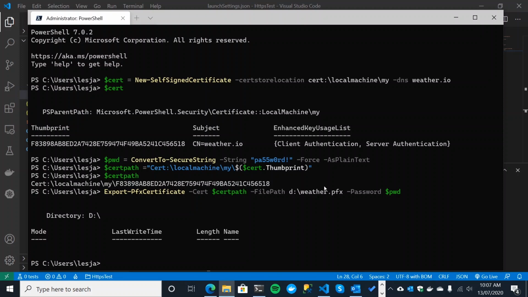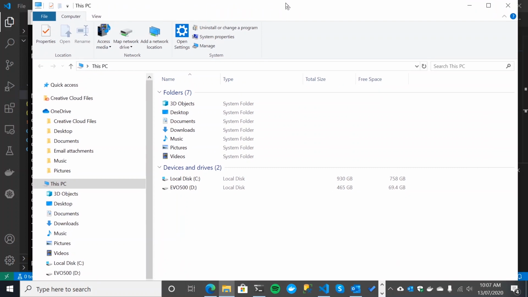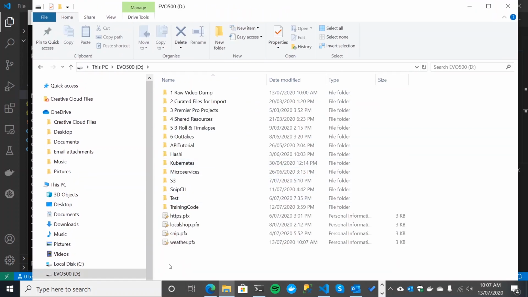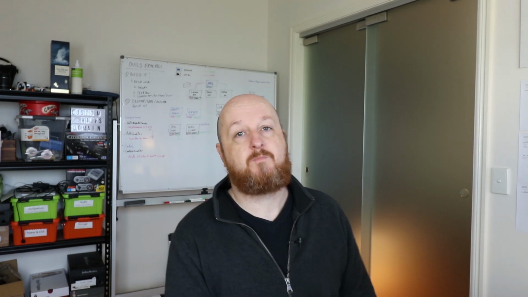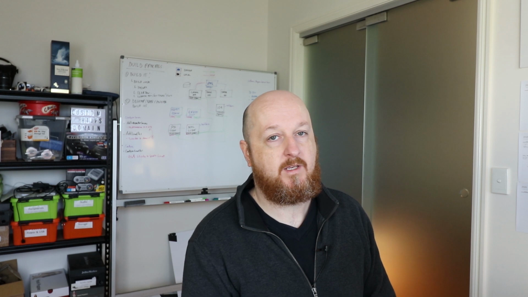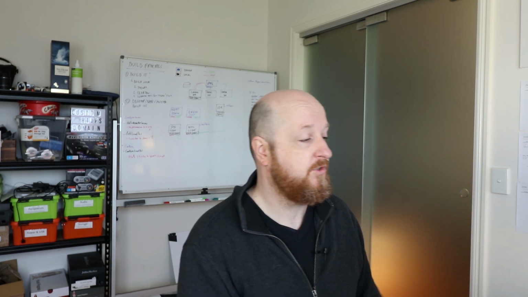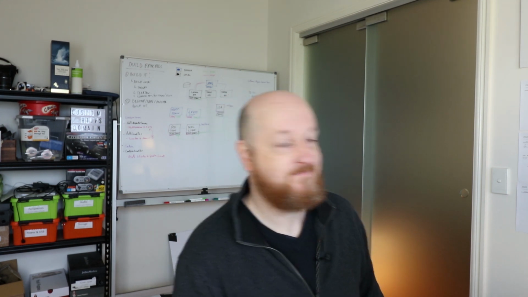So if we go back to my D drive, actually let's do it in the command line, you should see this weather PFX certificate file. If you want to have a quick look at that on here, you will see we have a weather PFX file ready to be used by Kestrel. We'll ingest it in, and then we will start issuing HTTPS traffic using that certificate on our local custom domain, and we'll do that next.